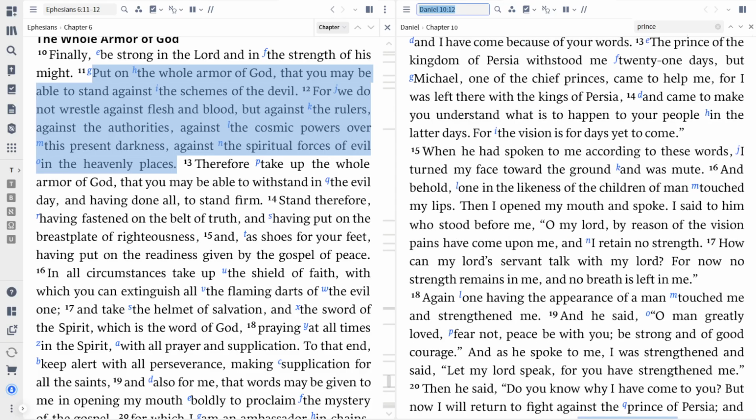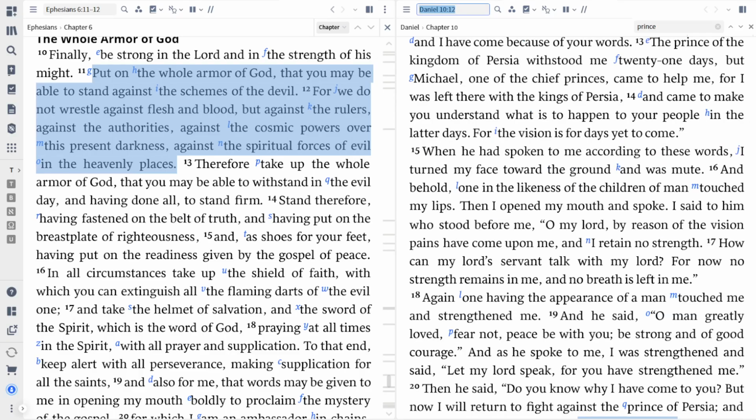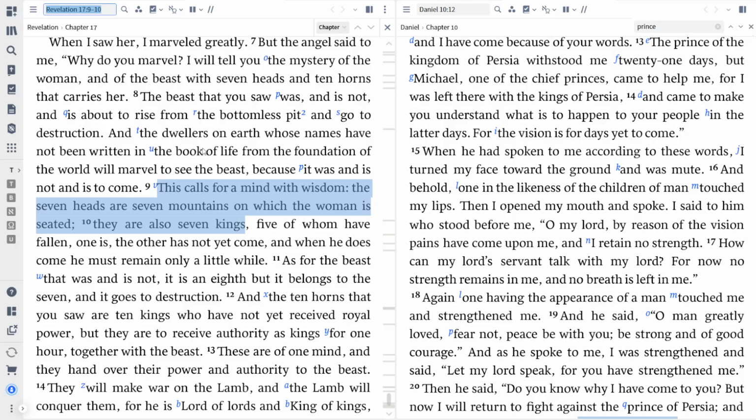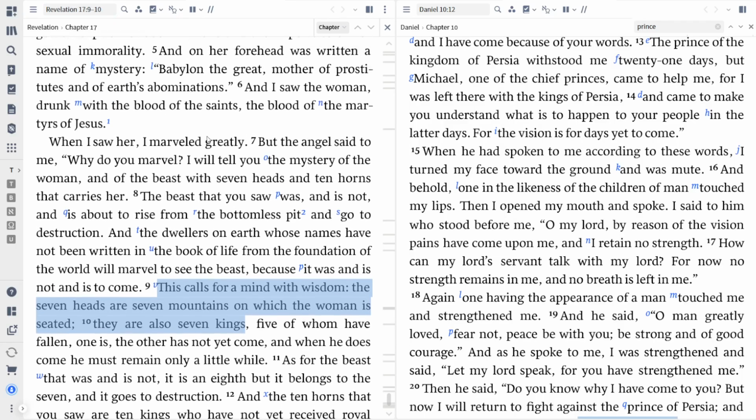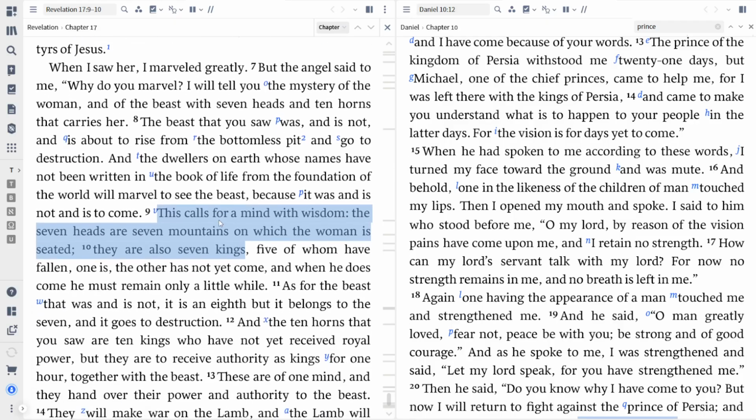So Daniel has a vision of spiritual warfare, of princes of Persia and princes of Greece behind what's happening in the physical realm of the kings and the kingdoms. And Revelation is well aware of that. In Revelation 17, we're again talking about a beast: "I saw the woman sitting on a scarlet beast that was full of blasphemous names. It had 7 heads and 10 horns." That sure sounds a lot like the same beast we already heard of in Revelation 13 that had 7 heads and 10 horns.